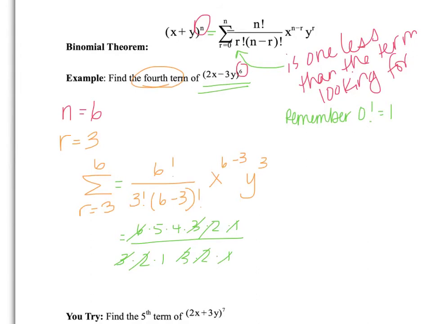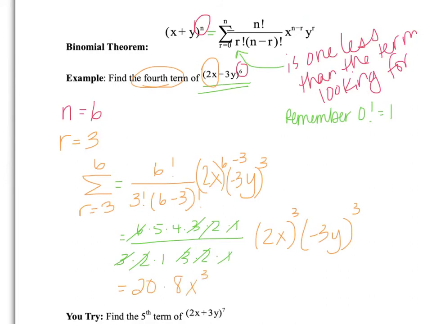My x term, I forgot here because we didn't talk about this, is going to have a 2 attached to it in the front. You just keep these coefficients out front, and negative 3y. So when I do that, I'm going to have 2x cubed and negative 3y cubed. So this is going to be 20 times 8x cubed times negative 27y cubed, which is going to be negative 4,320 x cubed y cubed.